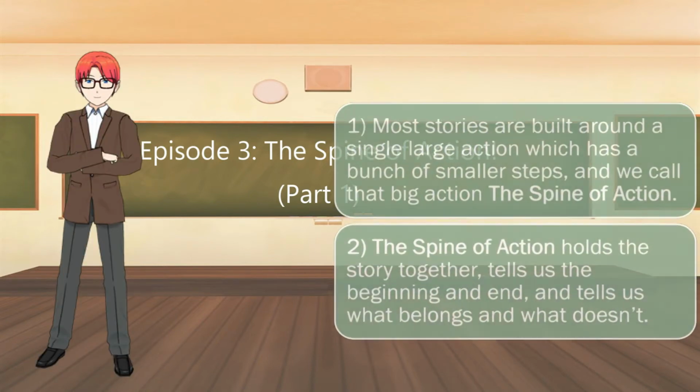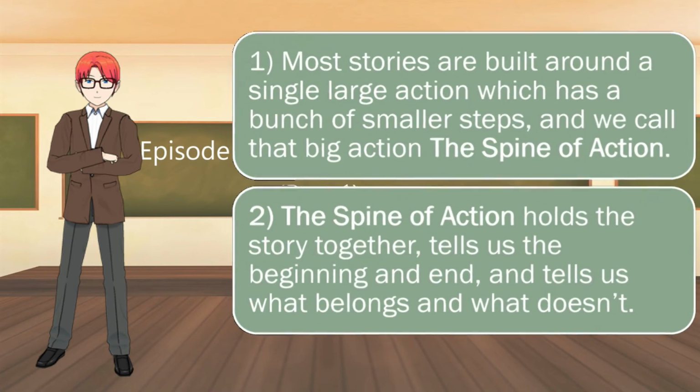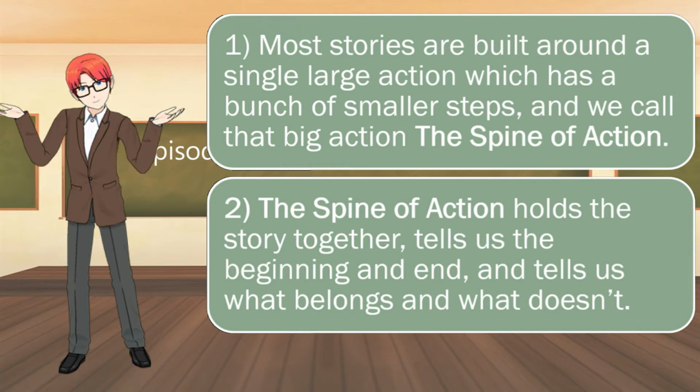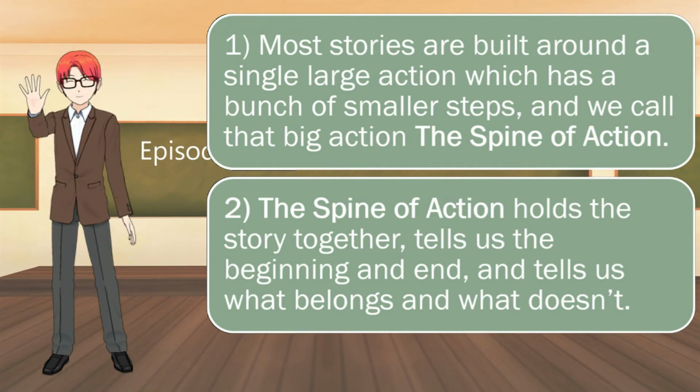Most stories are built around a single large action which has a bunch of smaller steps, and we call that big action the spine of action. Also, the spine of action holds the story together and tells us both the beginning and the end, and what belongs and what doesn't. So when you write a story, make sure you know what its spine of action is. If you can't tell or it doesn't have one, you have a bunch of thinking to do.